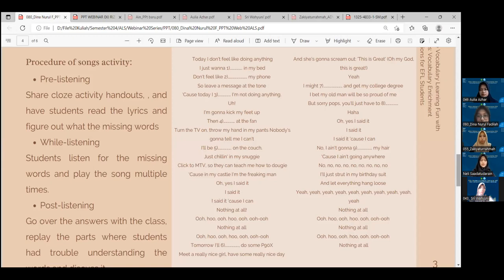And then while listening. In while-listening, students listen for the missing words. Play the song once, and ask students whether they need to listen to the song again. If they do, play it one more time until the students finish filling in the missing words.